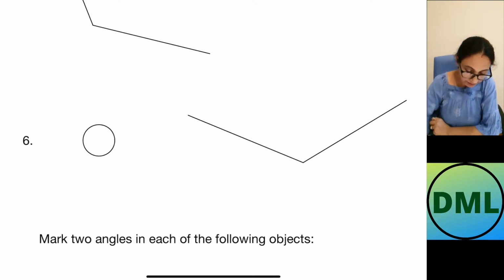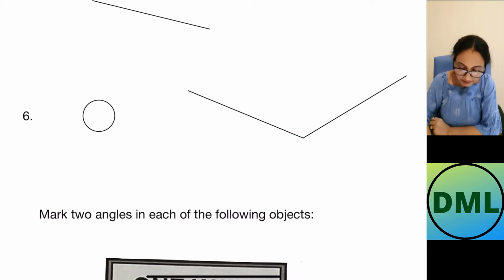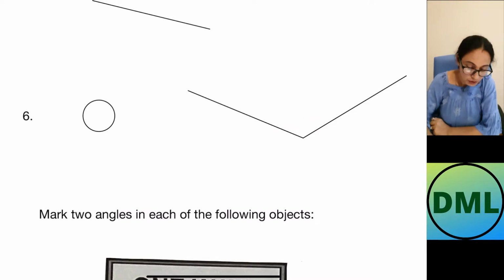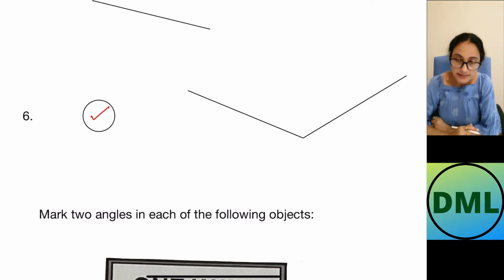Let's see the next example. This is our first line. This is our second line. Are they making an angle? Yes, right? They are making an angle because we have a common point and they are making an angle here. So that means this is also our right answer. So we will make a tick here. Let's see the next question.